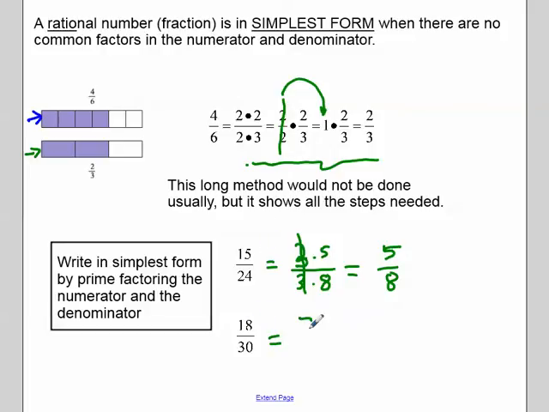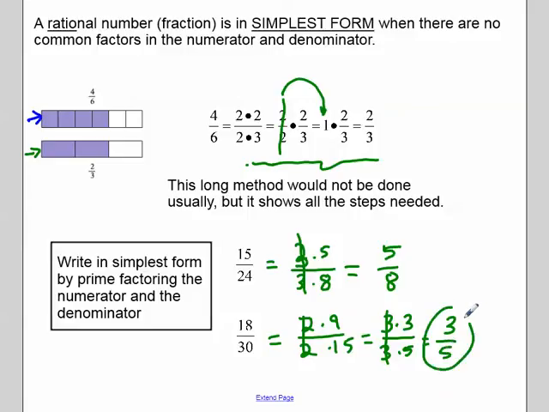18 over 30: let's call 18 2 times 9 and 30 2 times 15. 2 divided by 2 is 1. They cancel out. Factor, reduce, simplify. It's all the same. 9 over 15, well, we can still reduce that. 9 is 3 times 3. 15 is 3 times 5. 3 divided by 3 is 1. What's left over? 3 over 5. Done. I've simplified, I've reduced, I've factored out, I've canceled out. All those kind of mean the same thing.